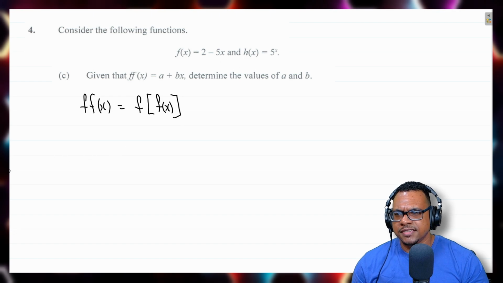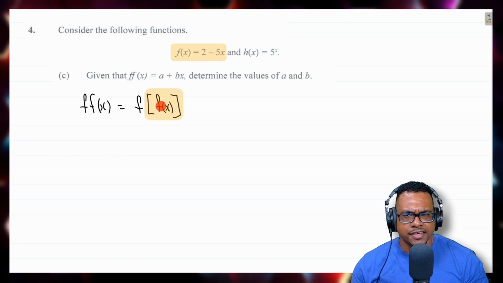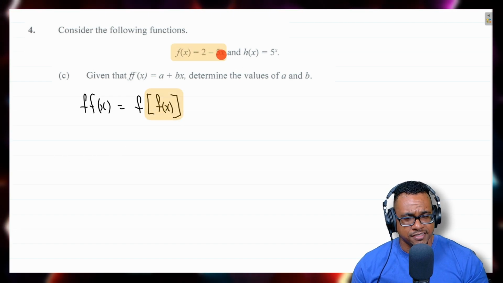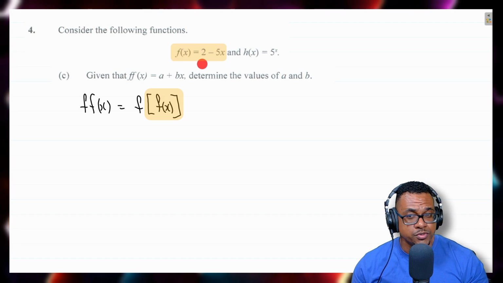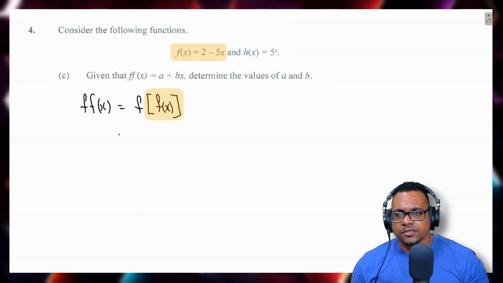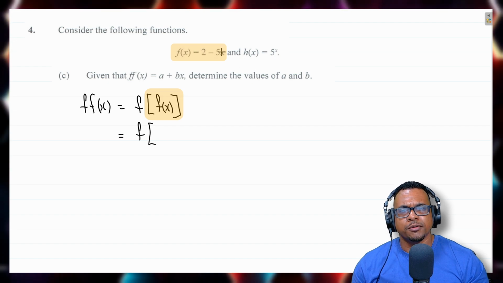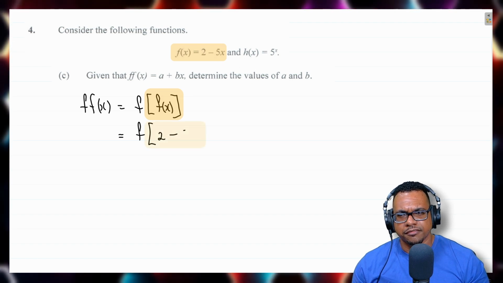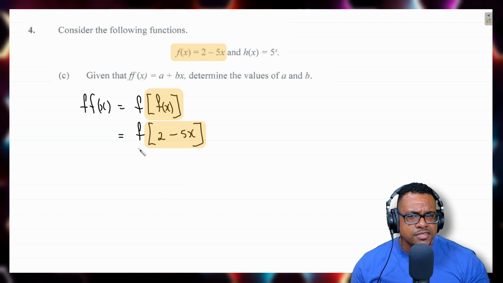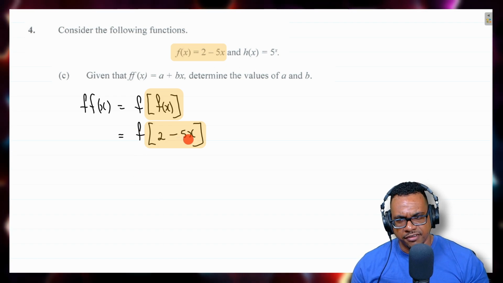What I'm saying is, first I want to replace this inner f of x with 2 take away 5x, because this is what f of x is equal to. So this is going to be equal to f, and put the brackets, and 2 take away 5x. Close brackets. So now I want to work out f of 2 take away 5x.